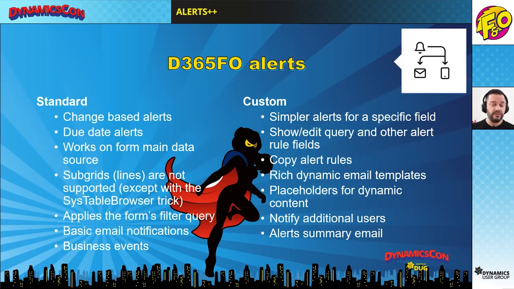A very important thing to mention is that alerts can only be defined on the form's main data source. Those are the main data sources and their reference data sources as well. This means that if you would like to define alerts on the lines of a given form, you would have to use the SysTable browser trick, which means opening the SysTable browser for that particular table and defining the alert from there. After the alert is defined, you will get an alert notification. But if you would also like to receive additional notifications, you can define those as email notifications or through business events.